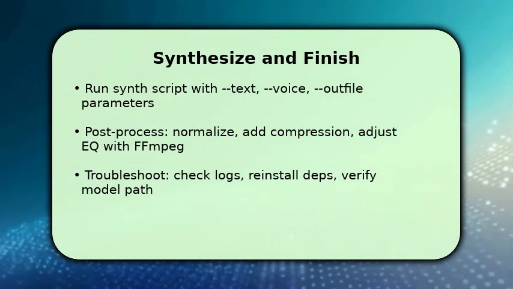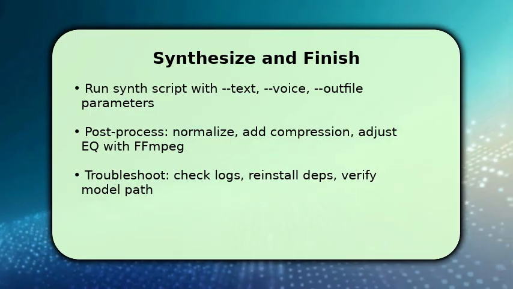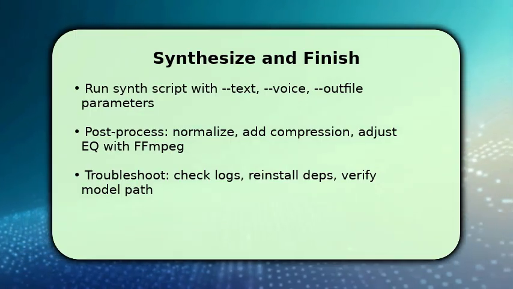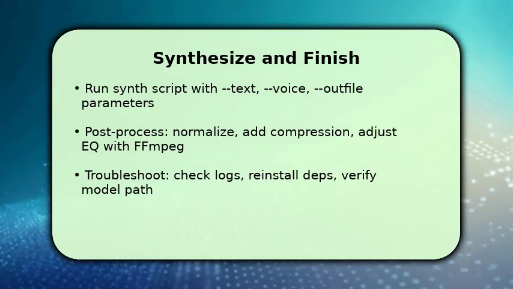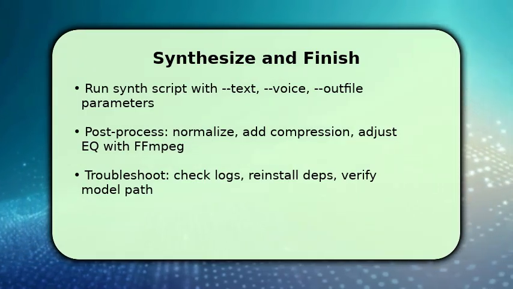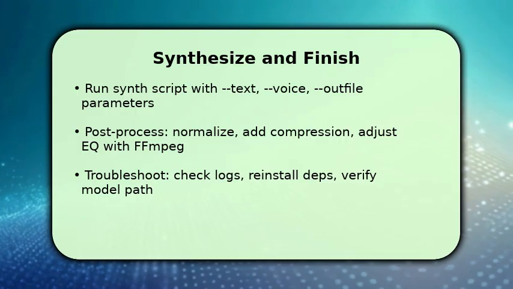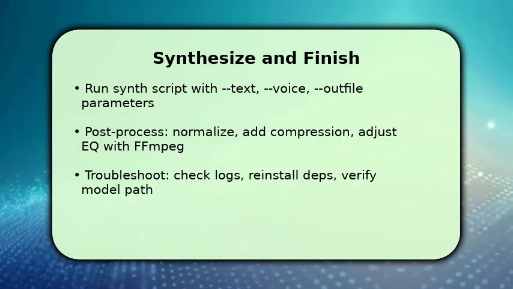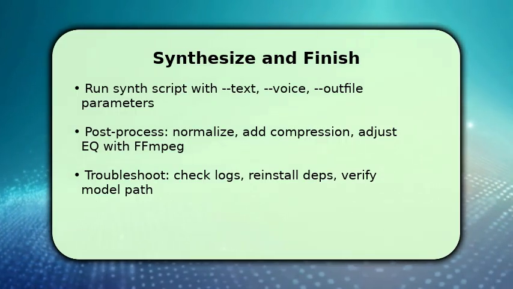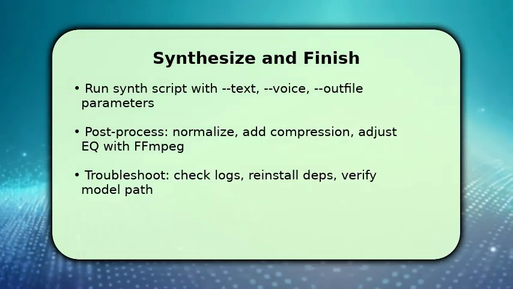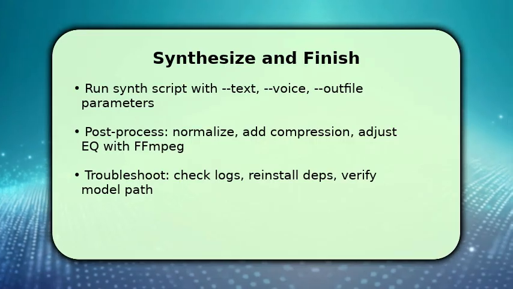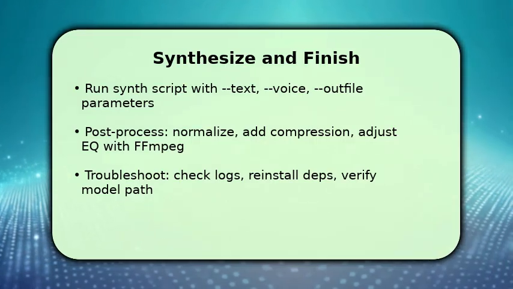Finally, synthesize your mafioso lines and polish the audio. Run the synth script with explicit text, voice, and outfile flags so output paths are clear. After generation, run FFmpeg normalization, light compression, and a subtle EQ boost to emphasize presence. If timing or artifacts appear, check logs for missing dependencies, confirm the model path, and reinstall the TTS package if necessary. Make sure to iterate on pitch and pacing until the delivery feels natural.